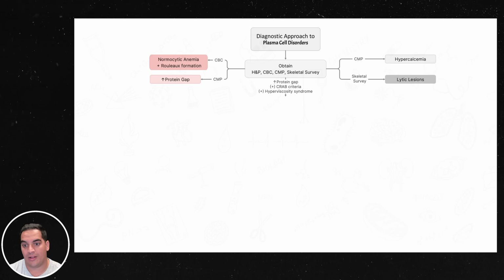Maybe they're presenting with vision changes. And on top of that, they have superficial bleeding. And if they have a protein gap that's elevated, you should think about Waldenström's. So at this point, I'm definitely thinking they could have a plasma cell disorder. So how do I really determine which plasma cell disorder it is?